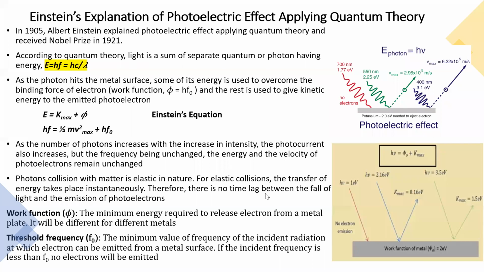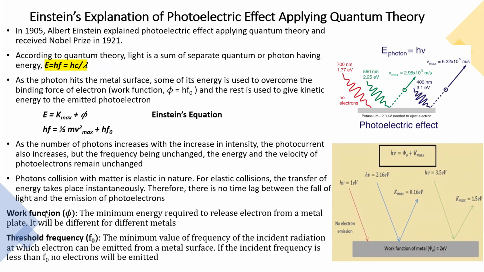For elastic collisions, the transfer of energy takes place instantaneously. So by the time the photon hits the electron, it comes out. There is no time lag. So this also explains why the photoelectric effect is instantaneous, why there is no time lag between the fall of light and the emission of photoelectrons. So here the photoelectric effect is completely explained by Einstein applying quantum theory. Is this part clear to you?